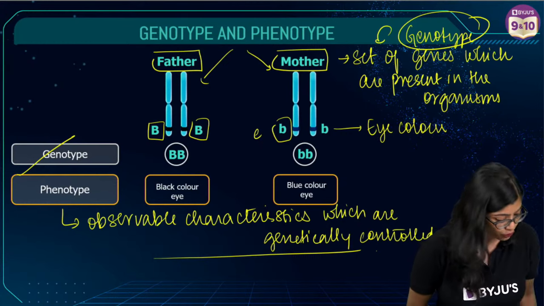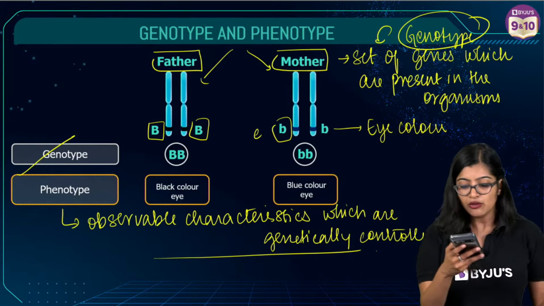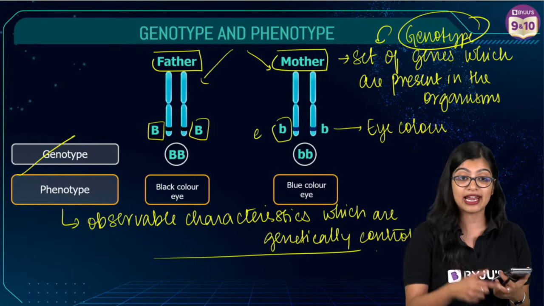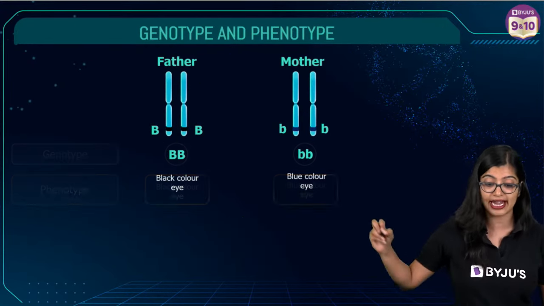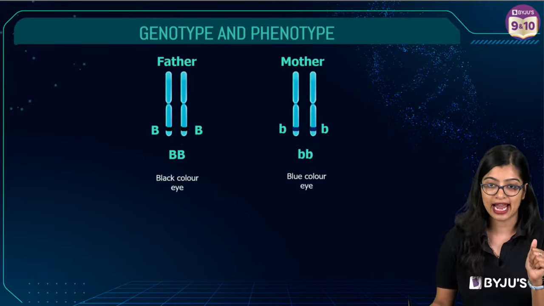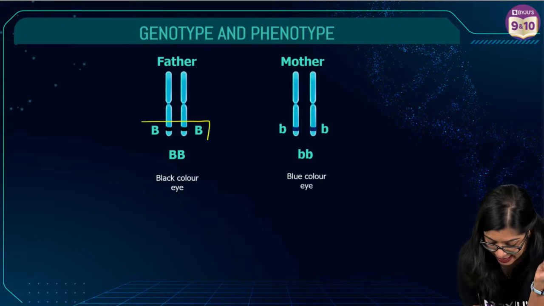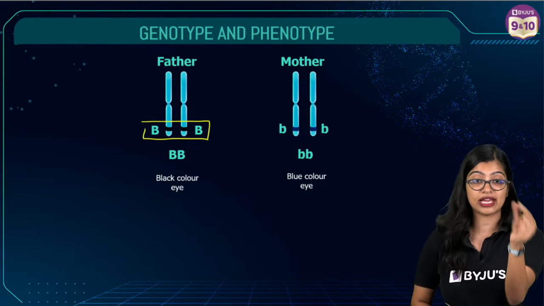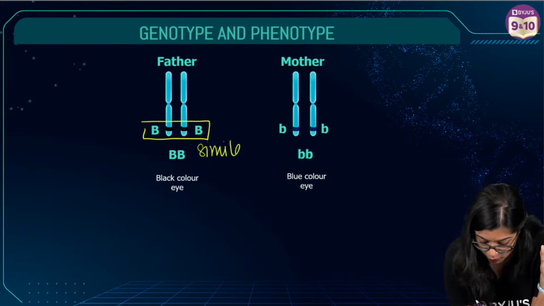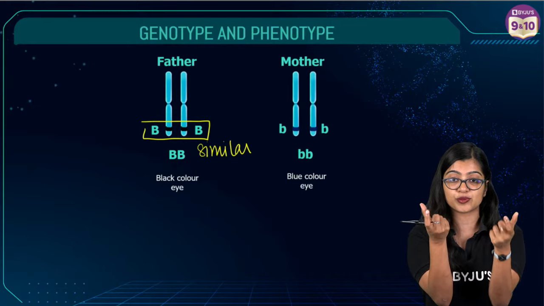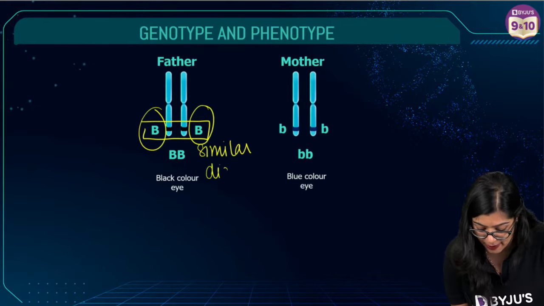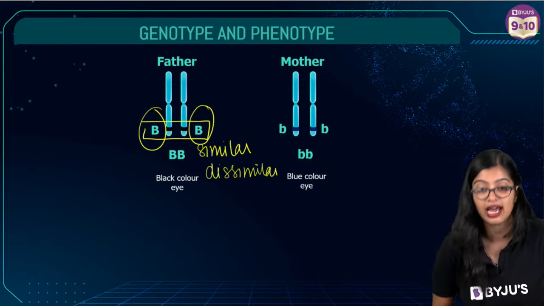Ma'am, will each pair of chromosomes have different traits or the same character? That is a very good question, let me have a look. Very interesting question, which brings me to our next point, right? See, they can have the same or they can have different. Now in this case, is it similar or is it different? In both the homologous chromosomes that are there, both are showing capital B and capital B. So is this a similar pair or a dissimilar pair, right?